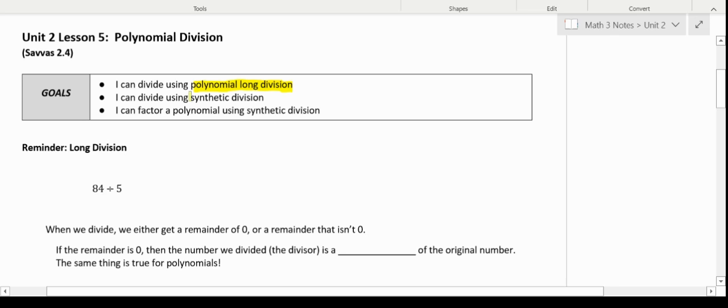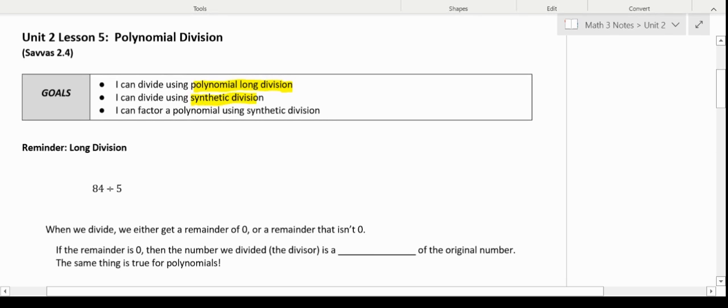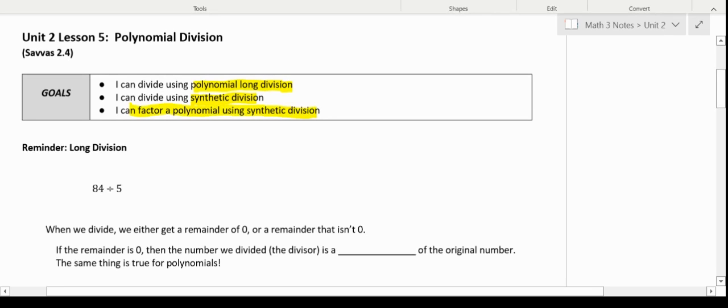division. And then we're going to look at a different way to divide that might be a little bit quicker, which is called synthetic division. And then finally, we're going to use synthetic division to factor a larger polynomial.